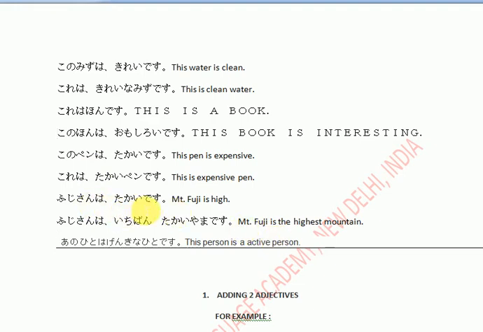Fuji-san wa takai desu. Mount Fuji is high, desu ne. Nihon wa ichiban takai yama desu ne. Fuji-san wa ichiban takai yama desu. Mount Fuji is the highest mountain in Japan, ne.